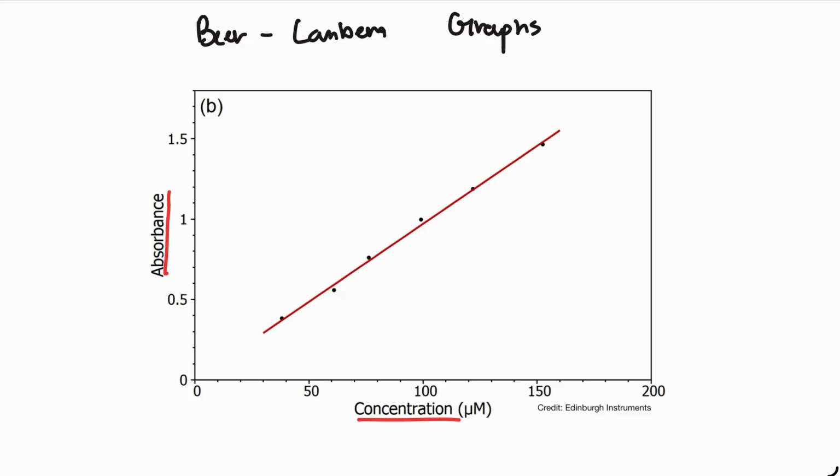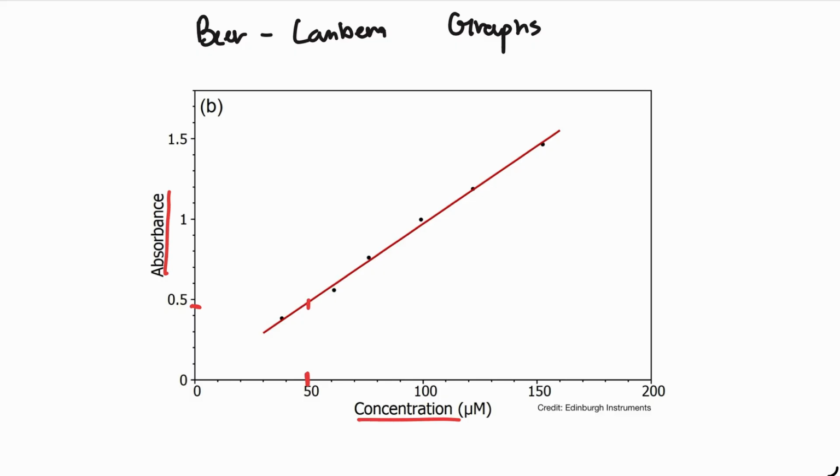So just using this graph alone, if I know that the concentration of my solution is around 50 micromolar, even though I never did an experiment at this concentration, I know that my absorbance will be just shy of 0.5. That's what I mean when you have to be able to use these graphs.